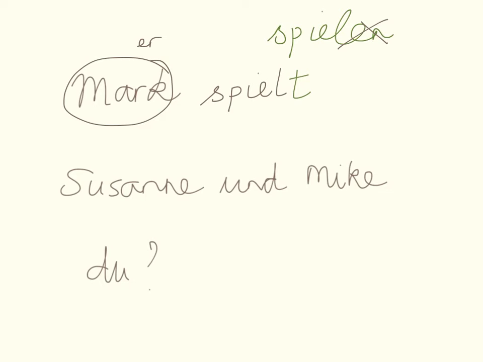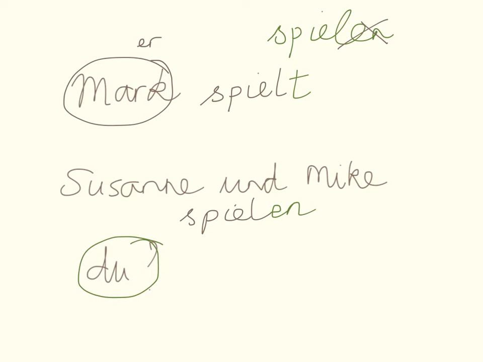Again, Suzanne and Mike. What pronoun would I use instead of Suzanne and Mike? Well, I would use they. So, again, I put my stem down, spiel, and I think of the ending for my verb, and it will be en. Susanne und Mark spielen.